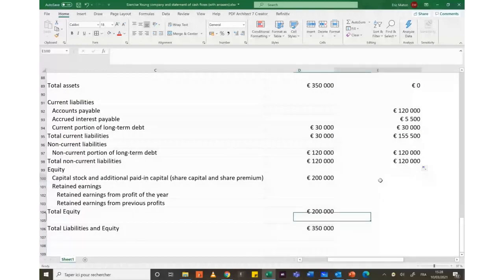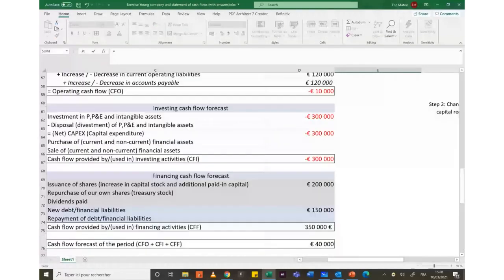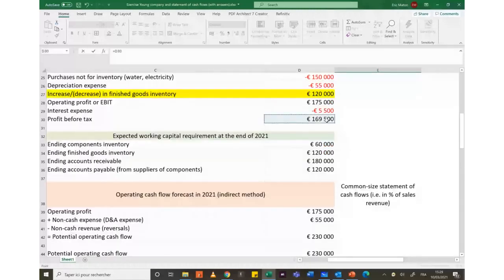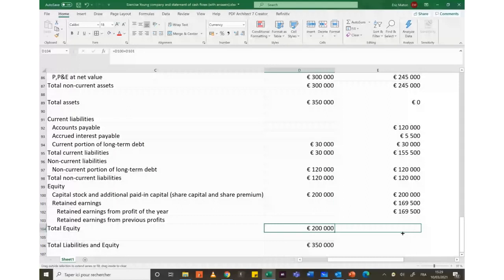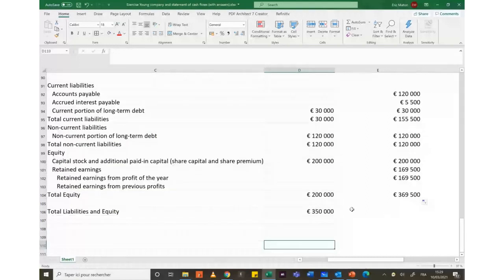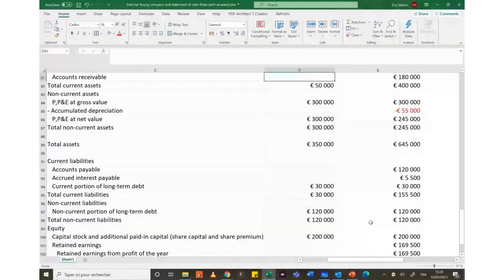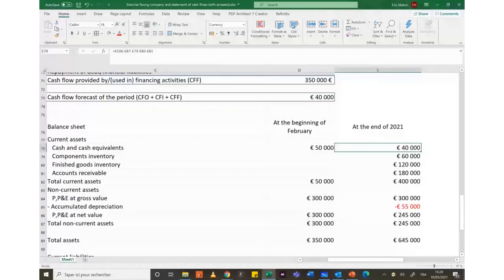I don't issue new shares during the year. Now I can put the profit of the year inside the retained earnings. So here it's just profit before tax. So the retained earnings, it's this one plus the impact of previous years, but we don't have previous years. So the total equity is the sum of the capital stock and retained earnings. So the total liabilities and equity, it's 645. I finish with 40,000 in the cash. So you see, you have exactly the same result with the two calculations, this one or this one.